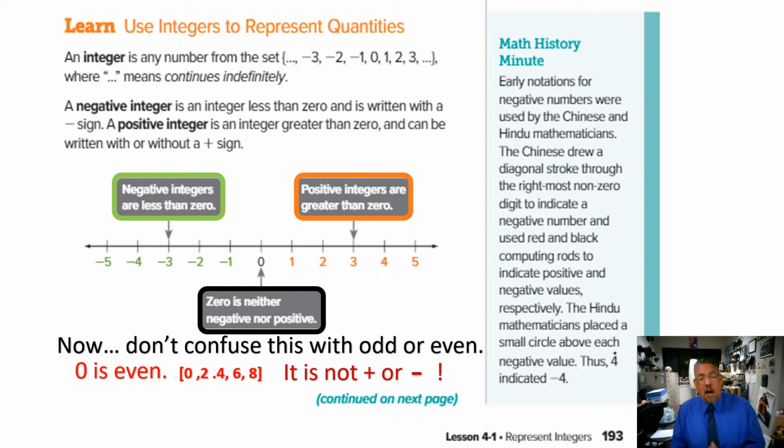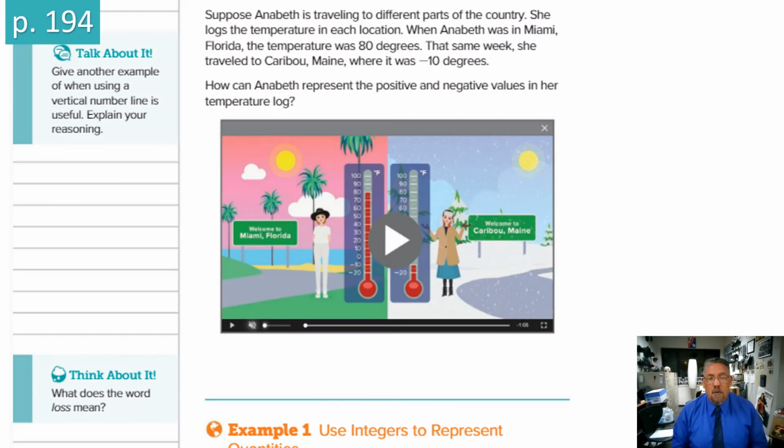However, it's not a counting number. Once again, I don't start counting the things that I have by saying 0 first, or by giving something away by saying 0 first. So that's the only difference. Then we start talking about representation. How can we show it, right?